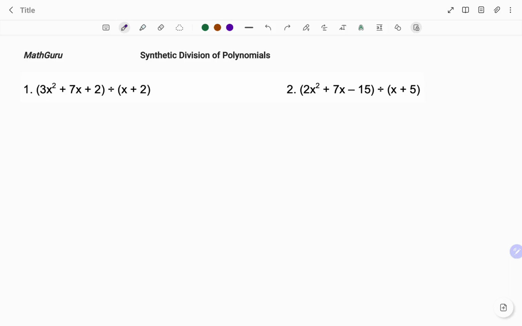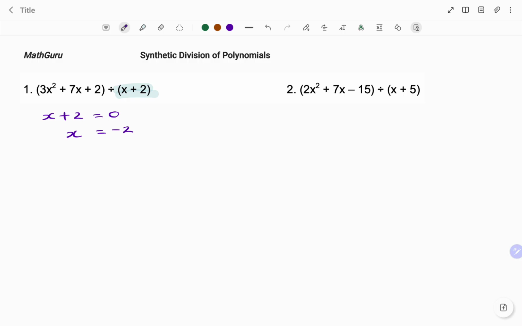In the first example, we have 3x squared plus 7x plus 2 divided by x plus 2. Note that we are dividing by a factor of x plus 2. So in order to divide using synthetic division, we must turn that factor into a zero form by setting it equal to 0. So what I mean is, I'm going to have x plus 2, which is the factor, equals 0, making x the subject of the formula. We have x equals negative 2.